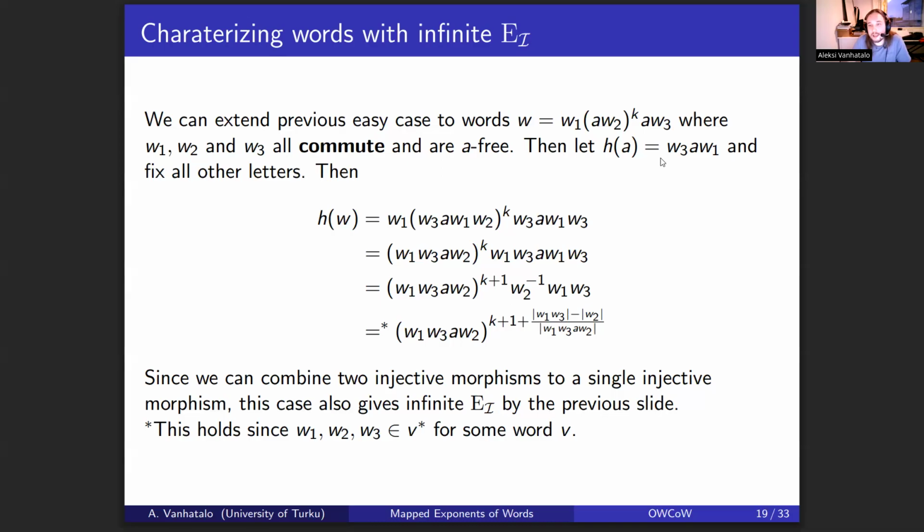So here the morphism is like this, and the calculation is not really interesting. It uses the fact that these commute multiple times, and then there's one time where you need to know that these words commuting means that they are all integer powers of some common word. At this last point, you need to know that. But yeah, this is also an easy case.